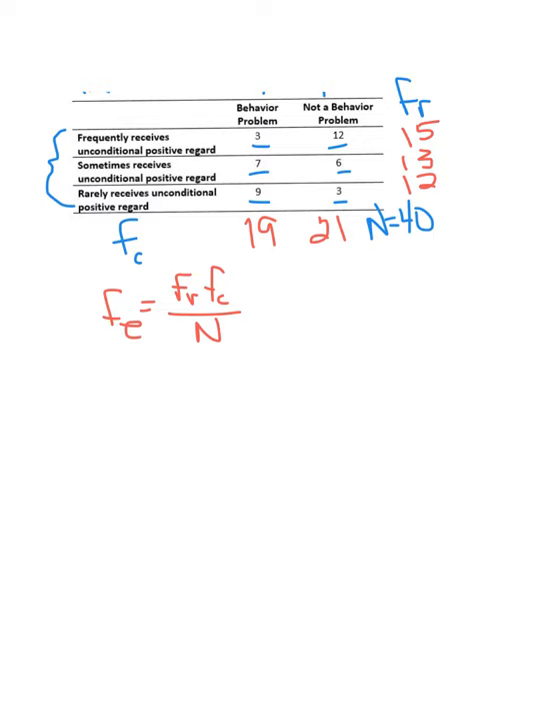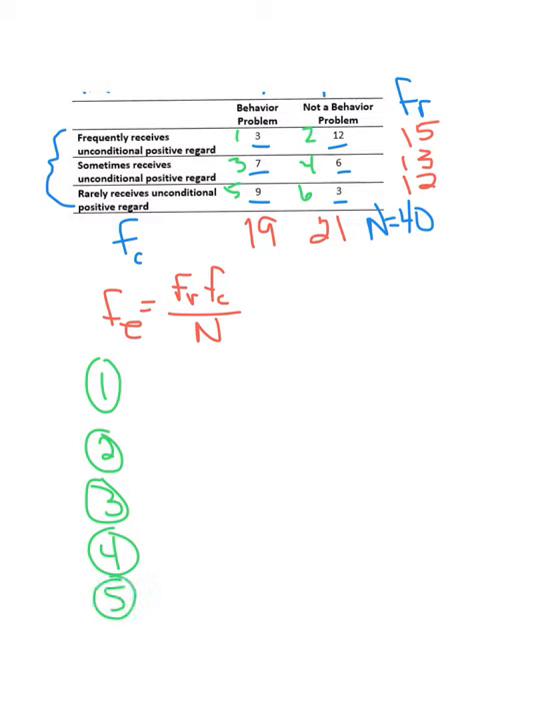So what I do often is I number things. So here's cell 1, here's cell 2, here's cell 3, here's cell 4, 5, and cell 6. So that just keeps me nice and organized. So for cell 1, we're going to line it up. Here's cell 1, here's the column, and here's the row. So it doesn't matter which order, it ends up being 19 times 15 divided by 40. Okay? That's the f of e.